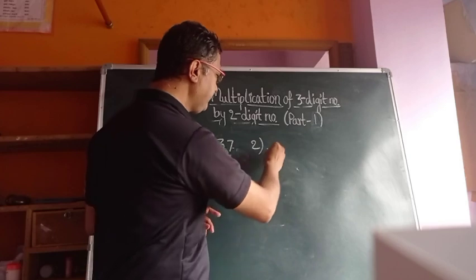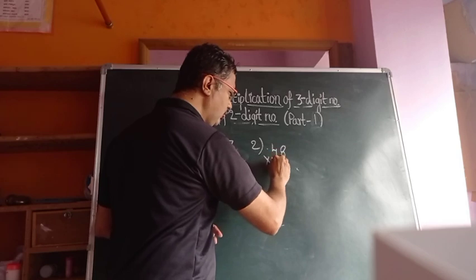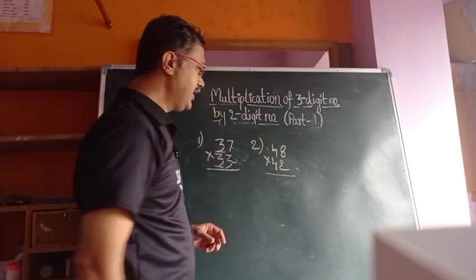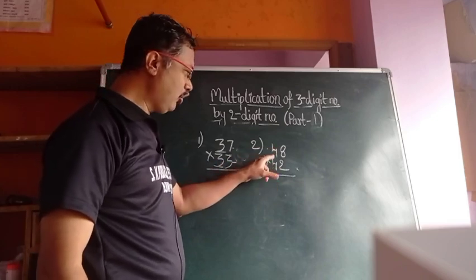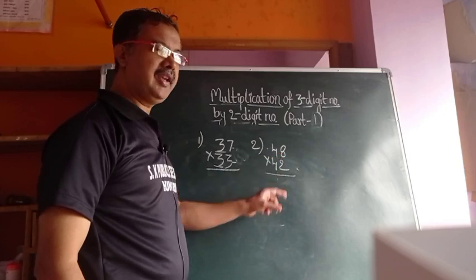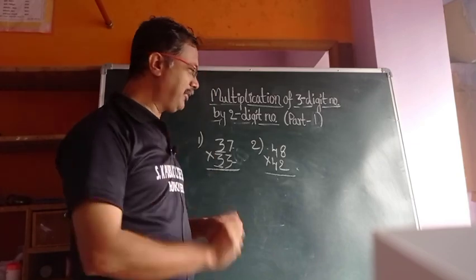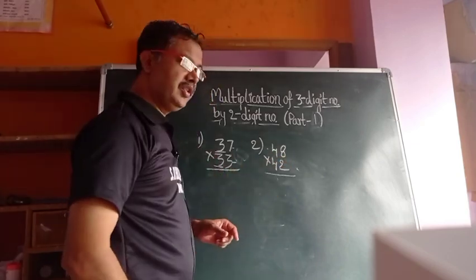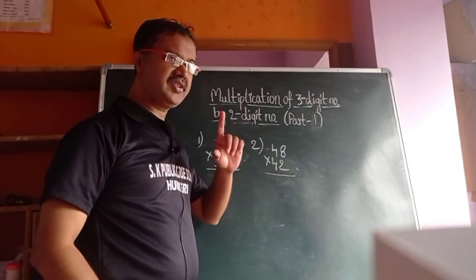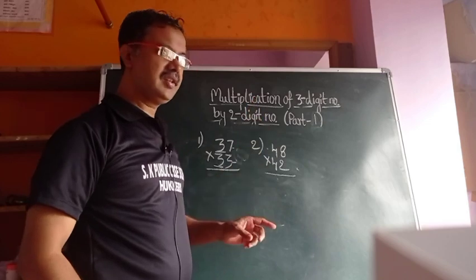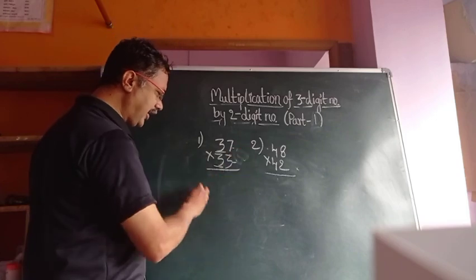Second one, 48 into 42. Here also in tens place, both the numbers are same, 4 and 4. In ones place, 8 and 2 are there, means if you add these two numbers, 8 plus 2, then it becomes a 10. In that case you have to apply these tricks. Two-digit number by two-digit number multiplication. Okay, another example I'll take.